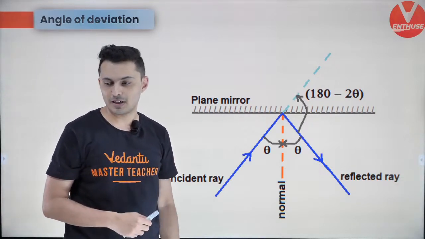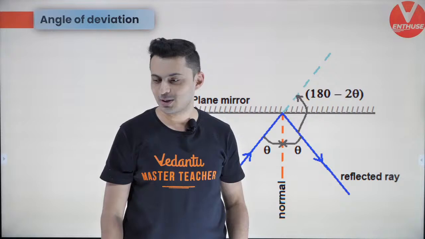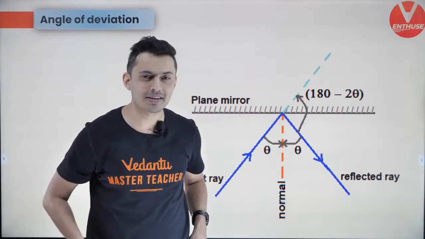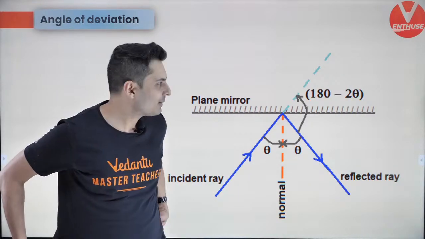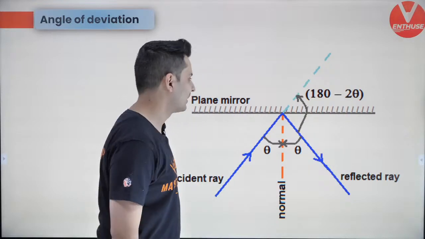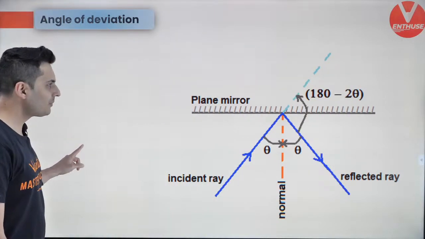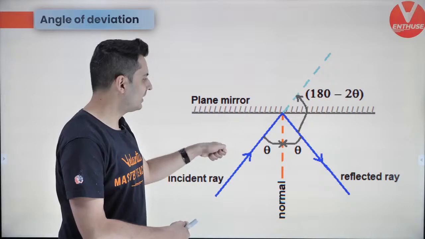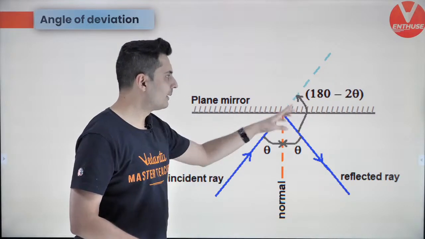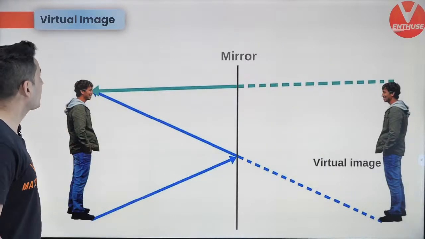Yes, you can keep a mirror beside you. I'm pretty sure most of you will be in your bedrooms where there is a mirror or a dressing mirror, and you can see all these things happening. Cool. If you take a laser and point it, you will see the deflection will be by 180 minus 2 theta.